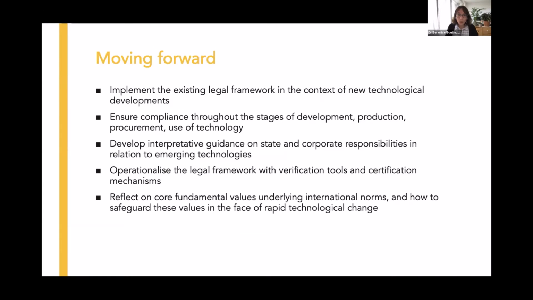To conclude, to move forward, the next steps, I will reiterate that we should really focus first on implementing the existing legal framework in the context of new technologies, that we should seek to implement this legal framework from the outset, from the stage of development, and not just wait for the technology to be developed and then see how it aligns or not with human rights. That we can develop interpretative guidance on how the law applies rather than trying to draft new international law. And that in the end, we need to operationalize this legal framework with non-legal things, with technical tools. We need technical certification and verification mechanisms to know whether a system is able or not to comply with human rights.